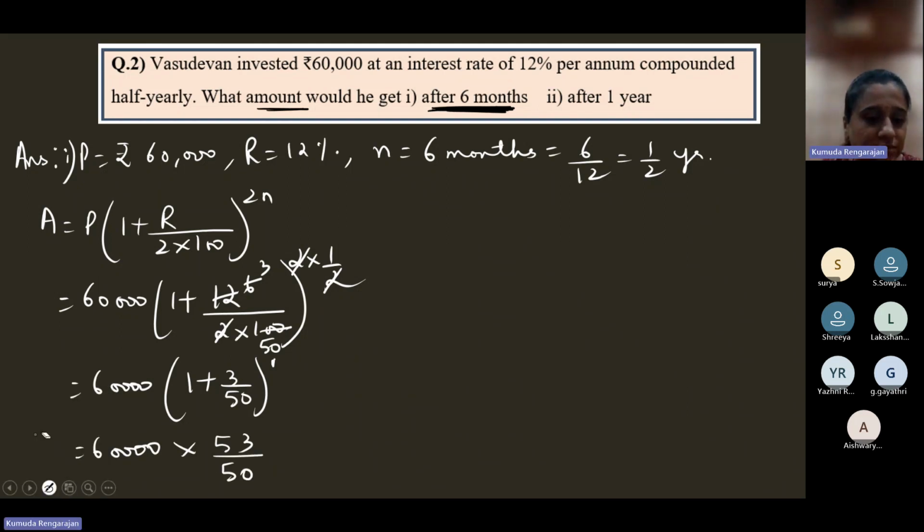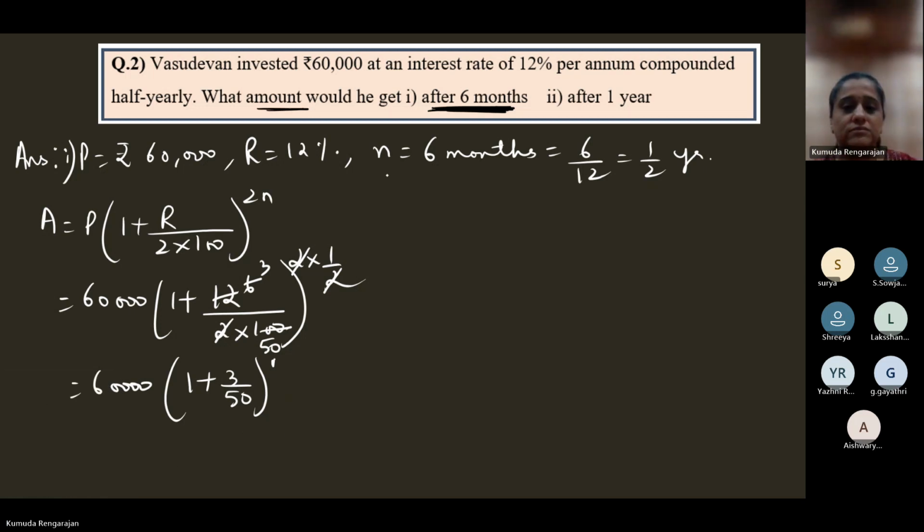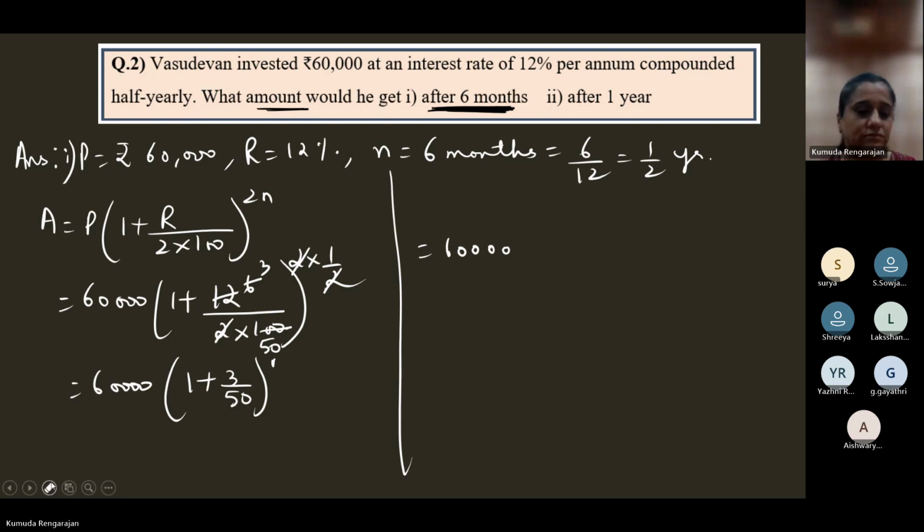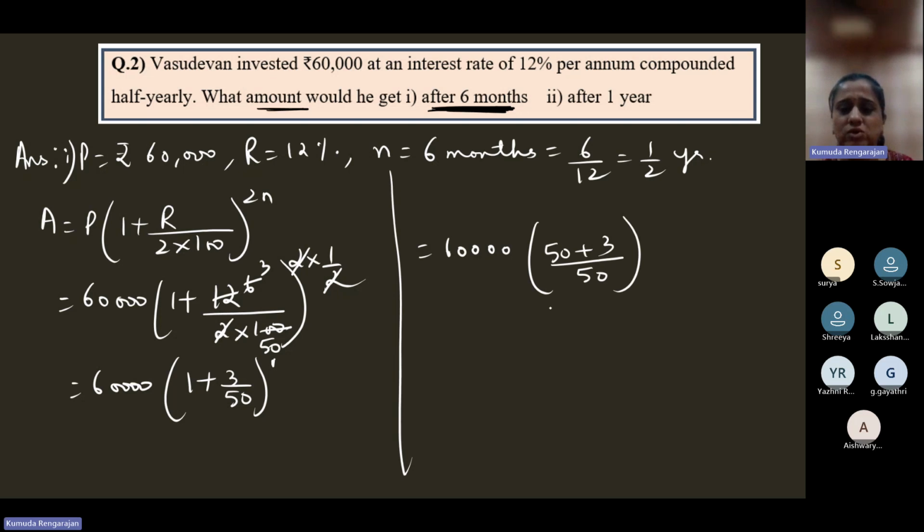If you want me to show that step, that's equal to 60,000 into 50 plus 3 by 50 to the power 1. You can just ignore it, you don't have to show 1. So 60,000 into 53 by 50. Calculate this, children. This is the money Vasudevan will get after 6 months.